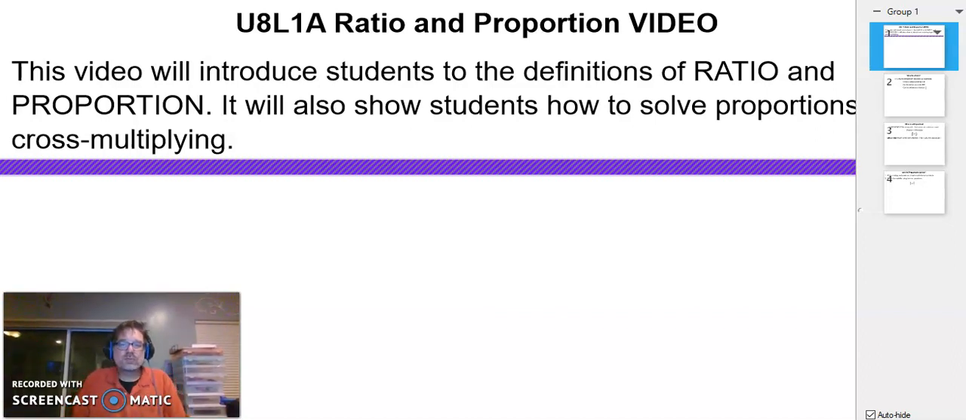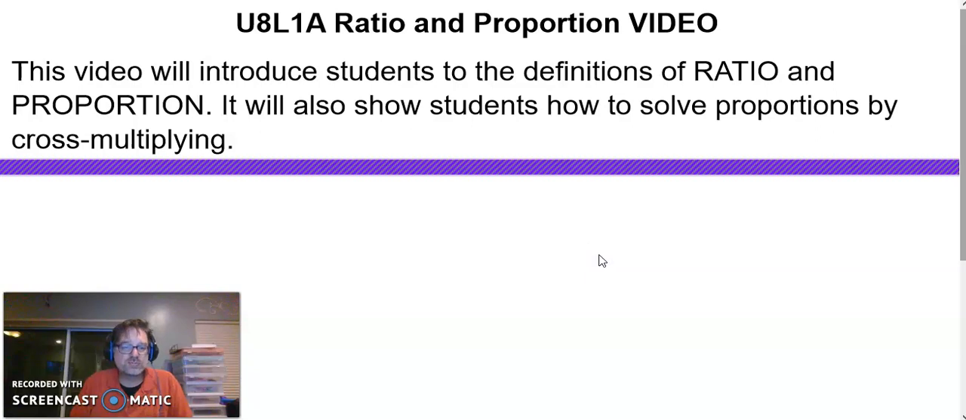Hey there everybody. So what we're going to talk about in this video is ratios and proportions. What is a ratio? What is a proportion? And we're going to talk about solving a proportion.